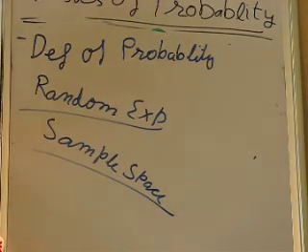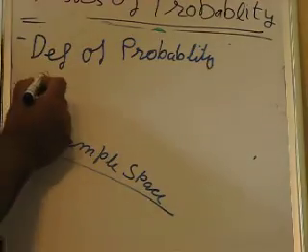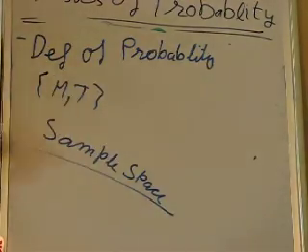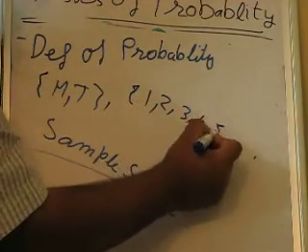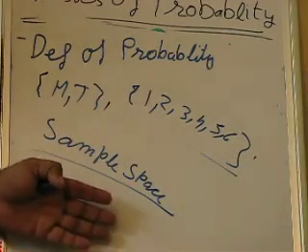a random experiment. For example, if you consider tossing of a coin as a random experiment, then what will be the sample space for tossing a coin? It will be head or tail, because when you toss a coin, either you can get head or you can get a tail. Similarly, if you throw a dice, what will be the sample space? It will be 1, 2, 3, 4, 5, 6. So whatever possible outcomes that can come when you perform an experiment, that constitutes a sample space.